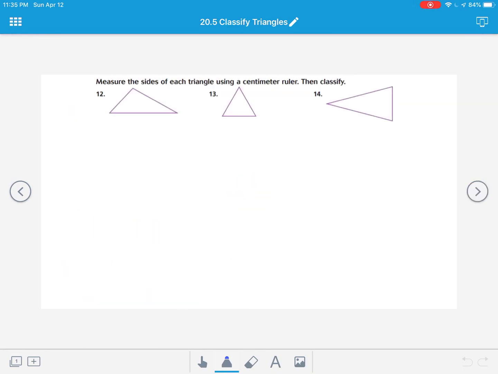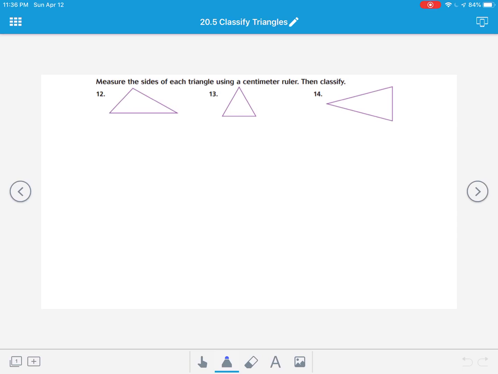Okay, number 12, 13, and 14, we're going to measure the sides of the triangle using a centimeter ruler, then classify. Nope, we're actually not going to do that because some of you might not have a ruler at home. So, basically, let's use our best guesstimate to tell whether the sides are the same or not the same.